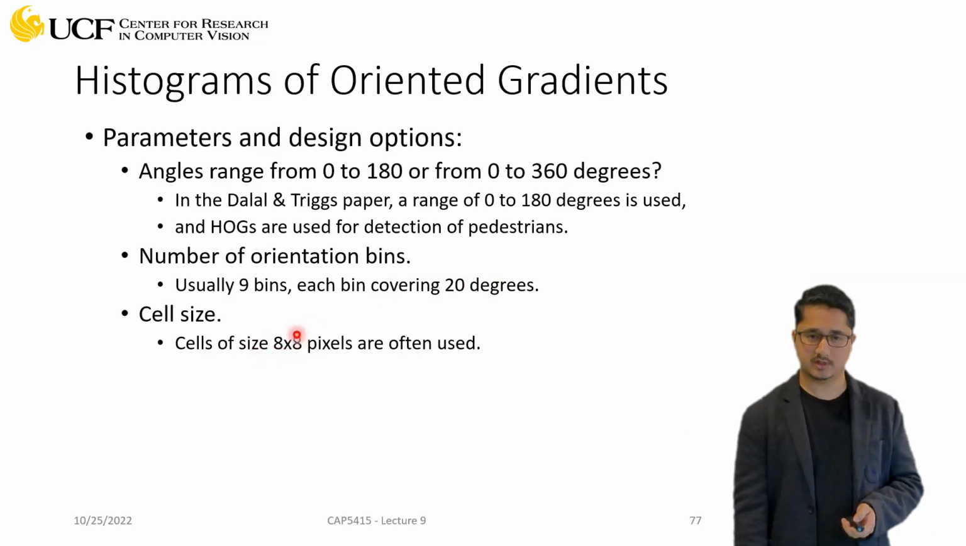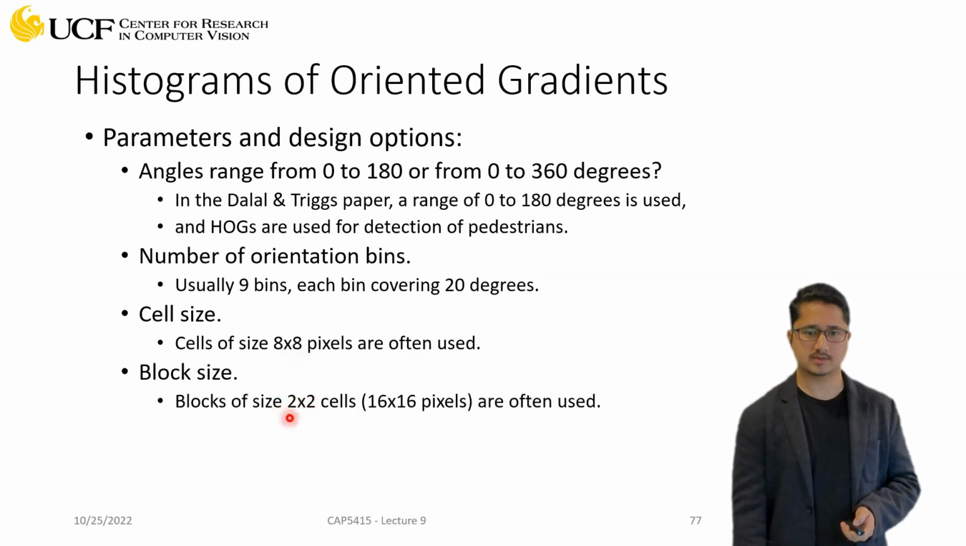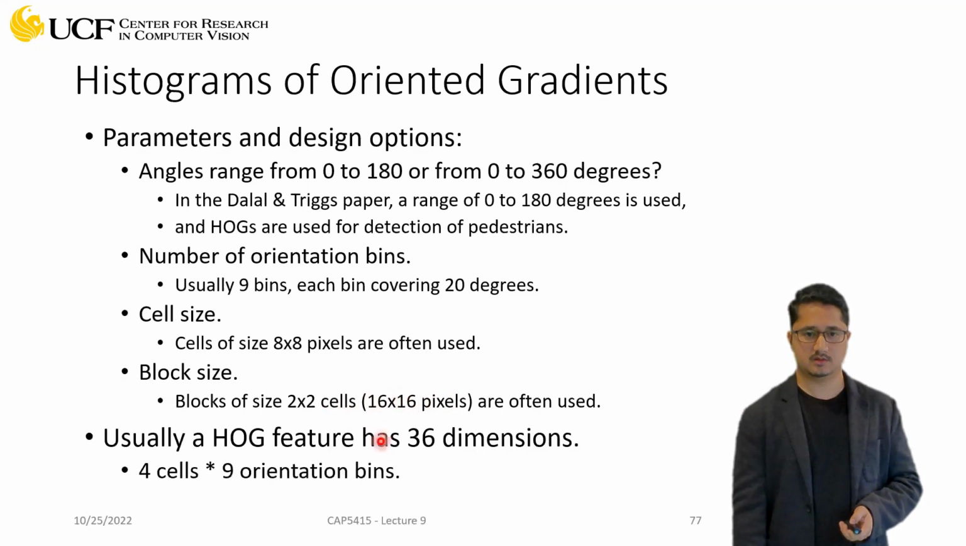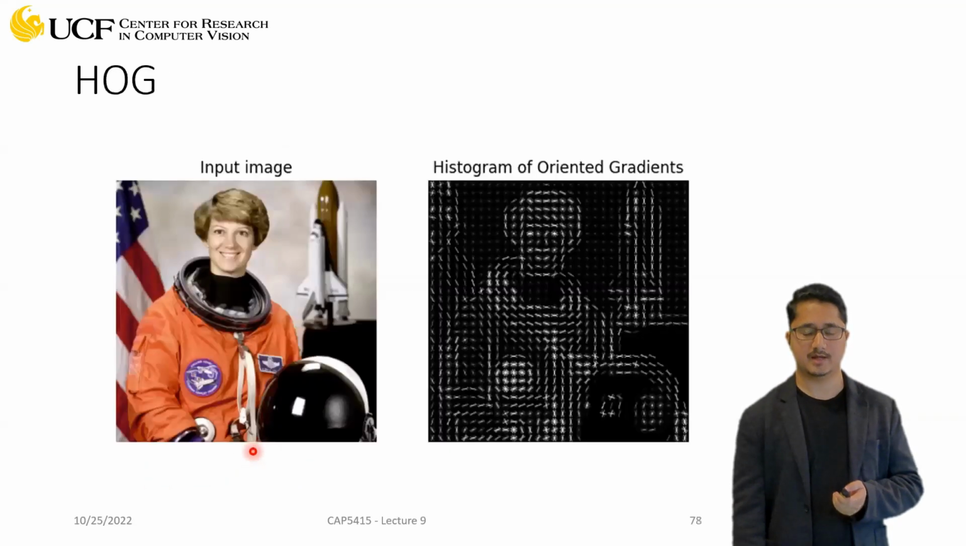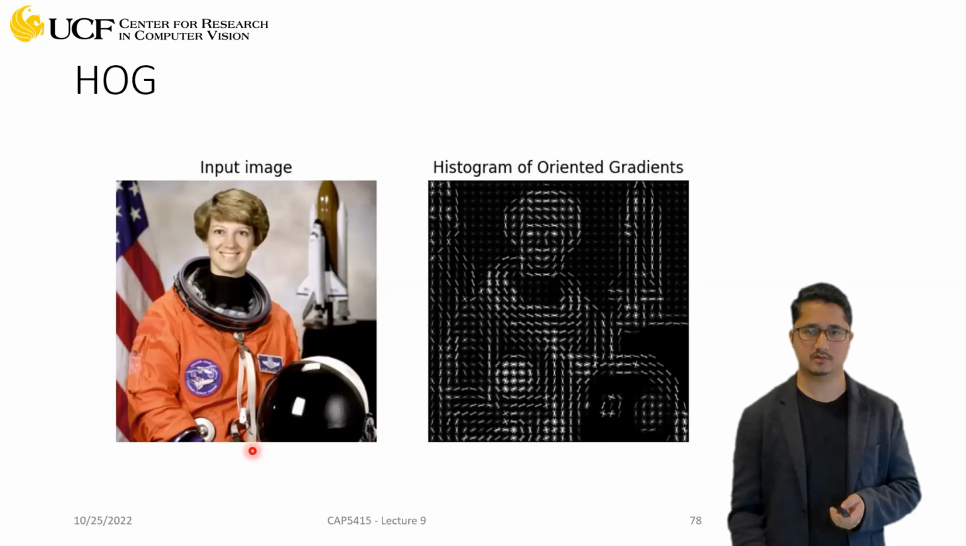For the cell size on the actual image, usually 8x8 pixels is used. And the block size is usually 2x2 cells, which means each block will have 16x16 pixels. Of course, these are parameters which can change, but if you use this configuration, then your HOG feature vector will be 36-dimensional, because for each cell you will have 9 different values coming from the histogram, and you have 4 different cells. So this turns out to be 36. And depending upon how many blocks you have in your image, just multiply by that number. That will give you the full length of your feature vector.